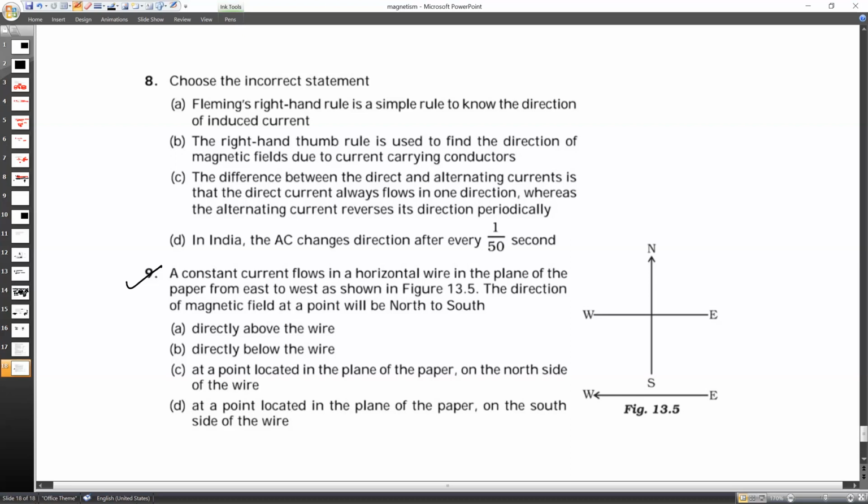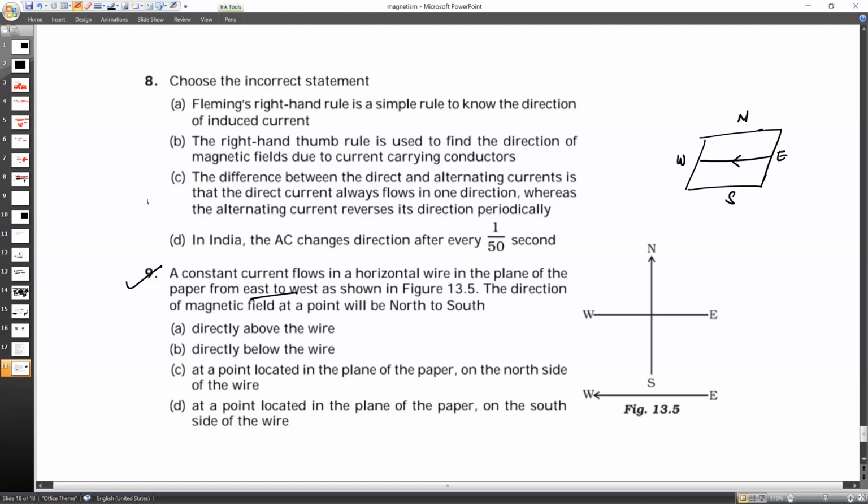Sir, option B. Option B, okay, let me check. Here it is. A constant current flows in a horizontal wire. You can see a constant current is flowing in the plane of the paper from east to west. So imagine that this is the plane of the paper, and this is the north position, this is the south position, this is the west position, and this is the east position. The current is flowing from east to west, and the direction of the current is also shown here. Got it? This is showing from east to west.